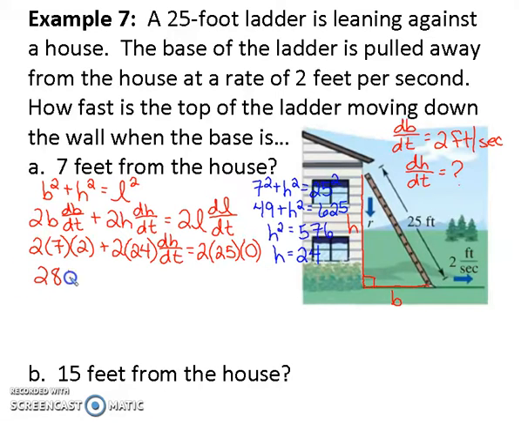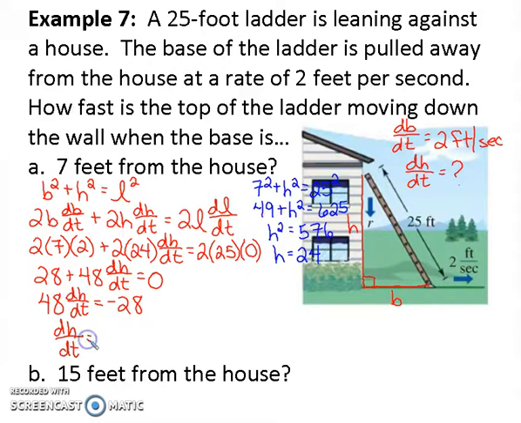So this would be 28 plus 48 dH dt equals 0. Subtract the 28. And so then when you divide by 48, you get dH dt equals negative 7 over 12, which is negative 0.583. And then the units would be just like they are for the base, feet per second.